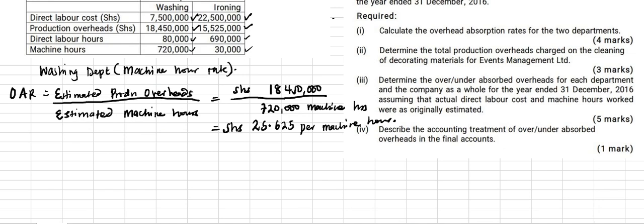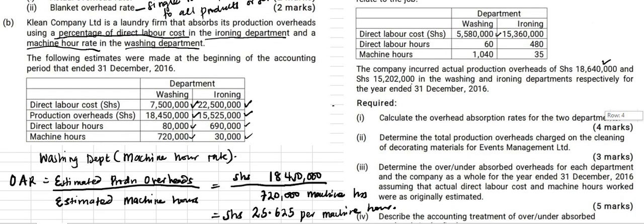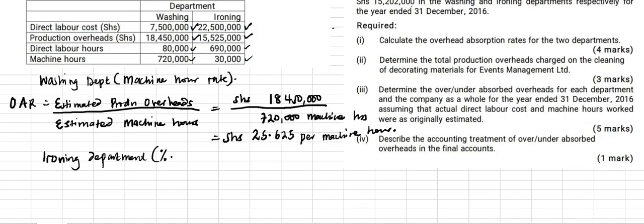So, the ironing department. Up here they are telling you that they absorb its production overheads using the percentage of direct labor cost. How do you come up with that overhead absorption rate?